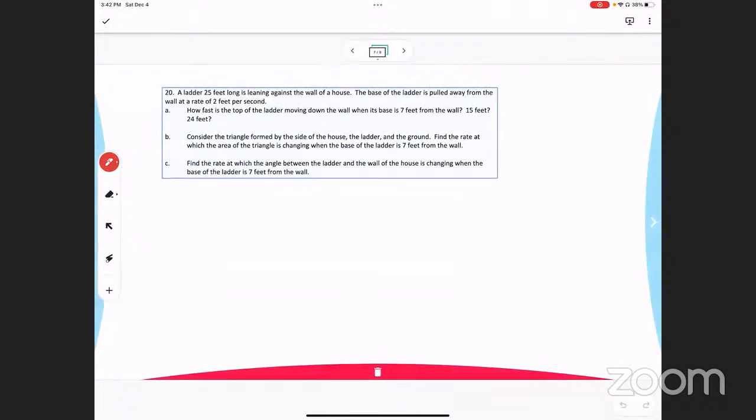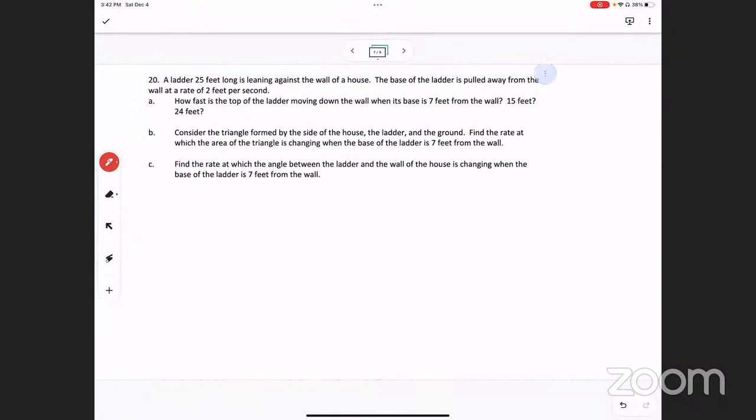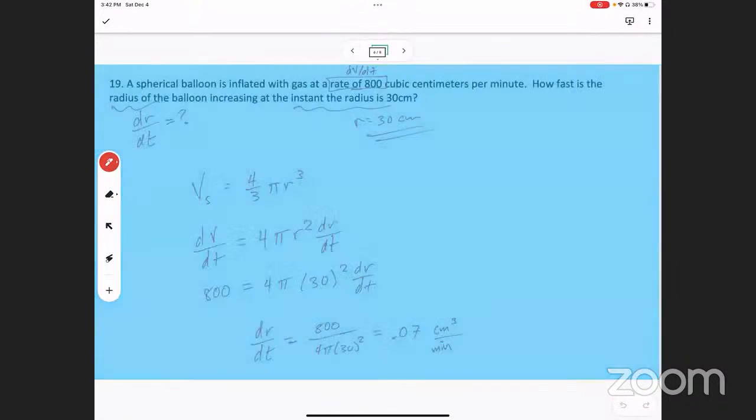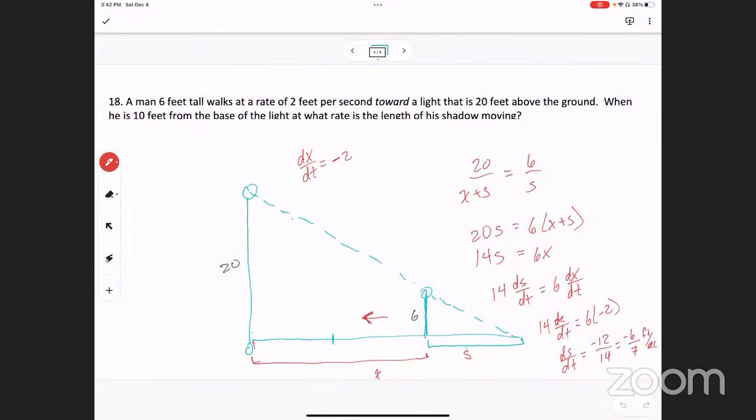Here's another one. A ladder 25 feet long. So let me just go back and make a point that I was thinking about before. The reason that this was unnecessary right here is because of the way the formulas work. When we took the derivative of this, there was no x left over, right? There was no x because it was linear. These were linear, not cubic like the last one was, or even quadratic.